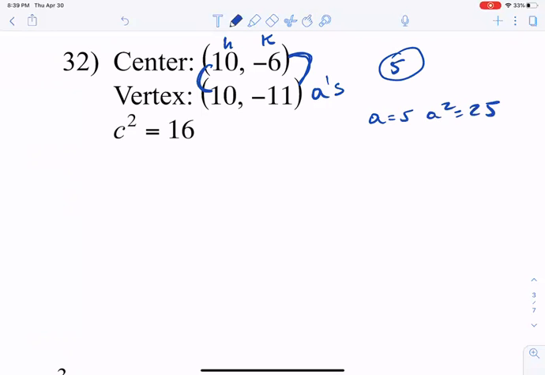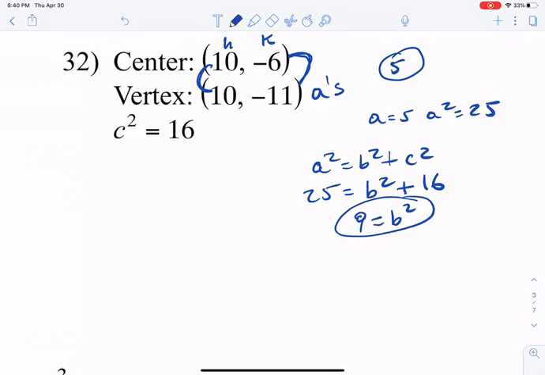Then I will use my formula. So this is a squared equals b squared plus c squared. A squared is 25. B squared, I don't know what it is, and c squared is what I have here. They give me that. So that means that b squared equals 9. So that means that if I need to find out the equation, I'm done. And now the question is, is this a vertical or horizontal shift? Well, they told me that this point is the vertex, right? So that's my A value.